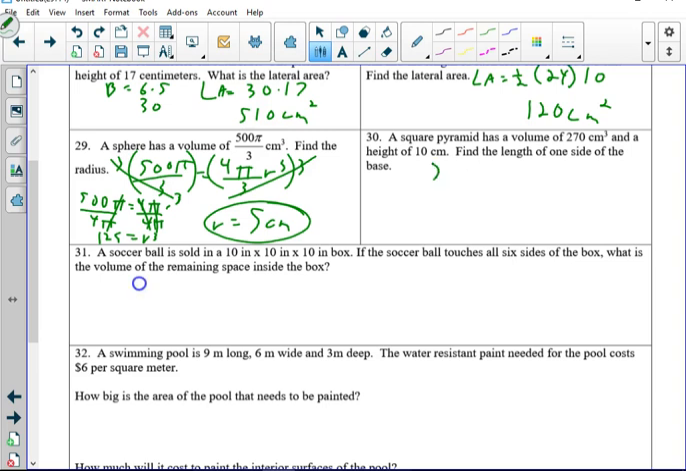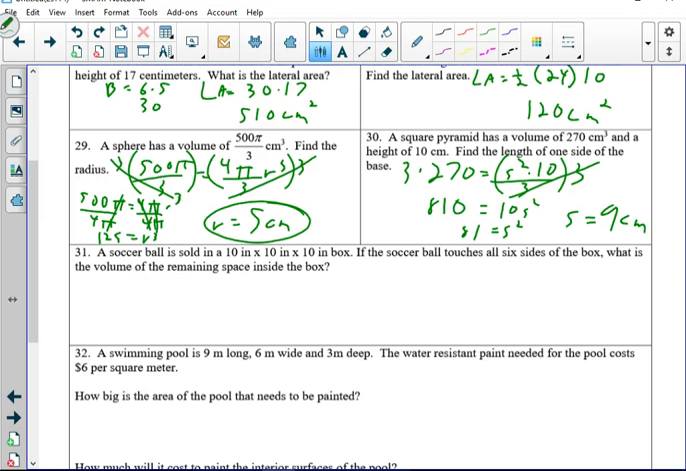Square pyramid has a volume of 270. Try to find the length of the side. Height of 10. Divided by 3. So first off, I'm going to multiply both sides by 3. Cancel. And I get 810. 10 s squared. Divide by 10. S squared equals 81. Square root both sides. 9 centimeters.